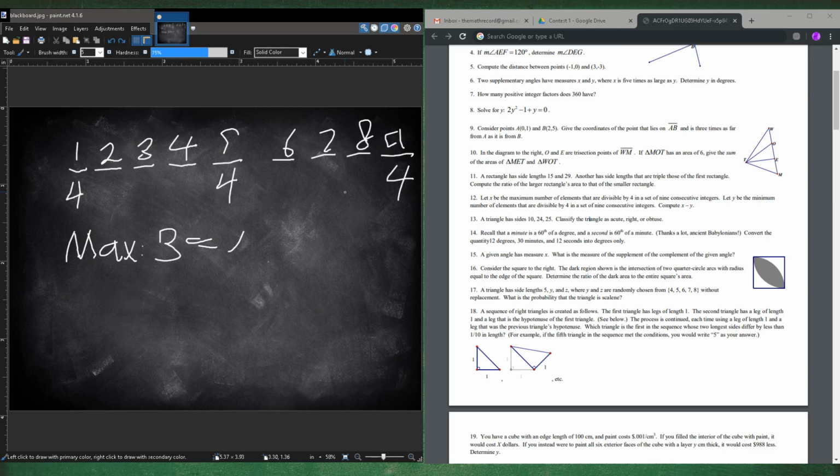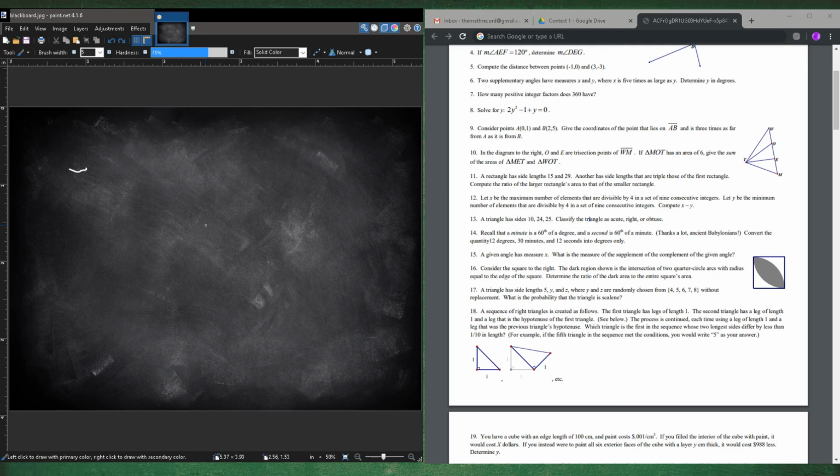So, pretty cool question. You just had to think about it and make this kind of number system. I would personally use this way too.